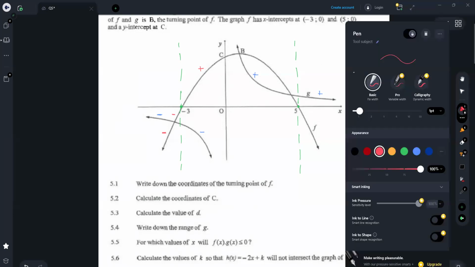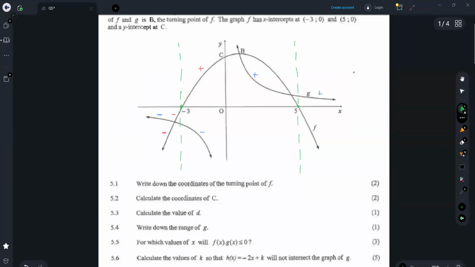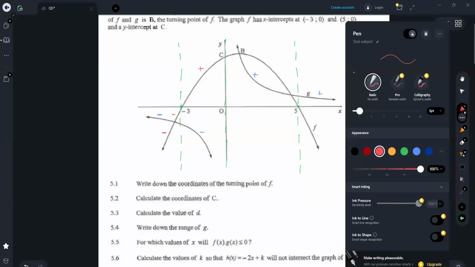So maybe I should also highlight the asymptote because at 0, there's no function. So let me just highlight the asymptote as well. I'm highlighting the asymptote of g right there because this also divides the plane. This arm only exists on the left and does not touch 0, and this arm only exists on the right and does not touch 0 as well. So hopefully that will help us in our analysis. Okay, let's go on with checking.